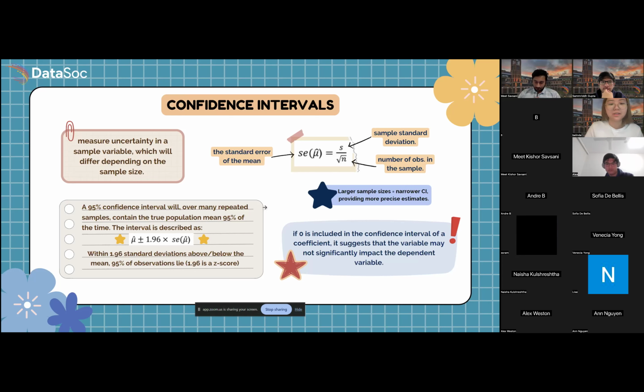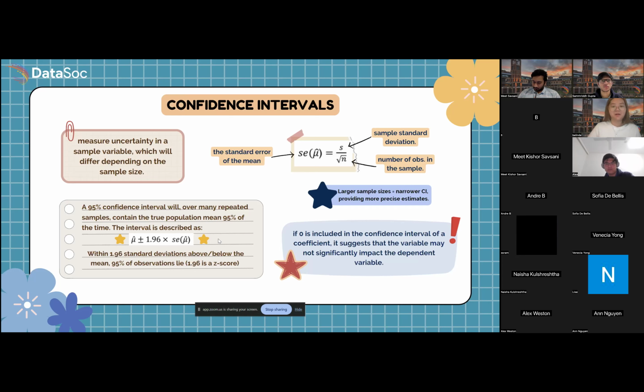And so this interval is described as mean plus and minus 1.96 times standard error of the mean. And 1.96 is the number of standard deviations above and below the mean within which 95% of the observations lie. 1.96 is a z-score. So let's say, for example, you have a mean of 5 and a standard error of 1. So 95% of the time, your data will fall between 5 minus 1.96 and 5 plus 1.96.